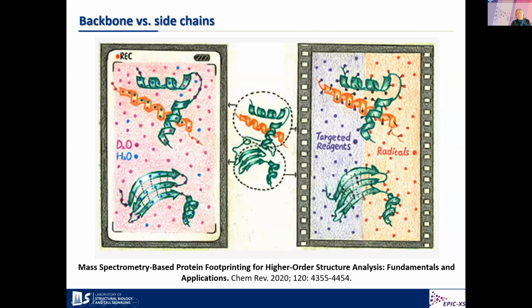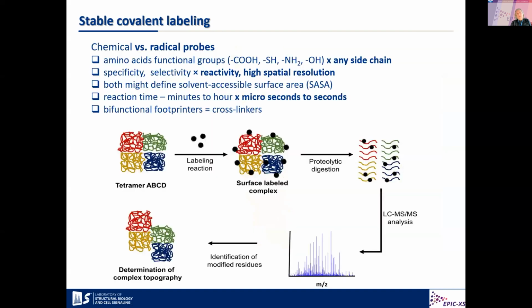What's also important to keep in mind is the difference between targeted labeling and radicals. If you do targeting, you are mainly targeting selected amino acid side chains, but radicals, in principle, can target almost all possible amino acids, excluding alanine and proline. What's the goal of the experiment? It's identifying the amino acid side chains that are exposed to the solvent.